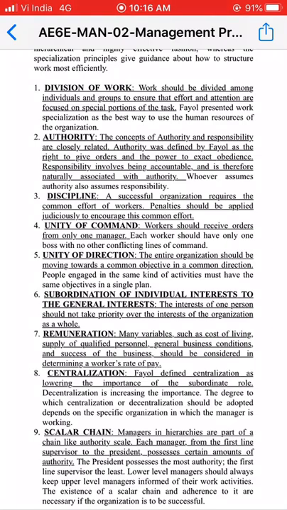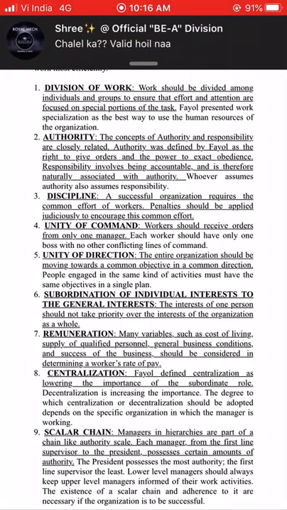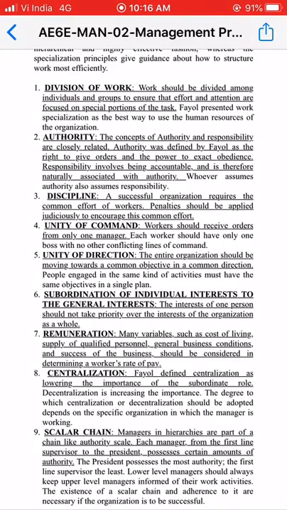Okay, so authority, the concept of authority and responsibility, actually authority and responsibility are similar concepts. But authority was defined by Henry Fayol as the right to give orders and the power to exact obedience. Okay, authority means what? The right to give orders to the employees by the managers, or the power to execute the work by the managers. And responsibility involves being accountable and is therefore naturally associated with authority.